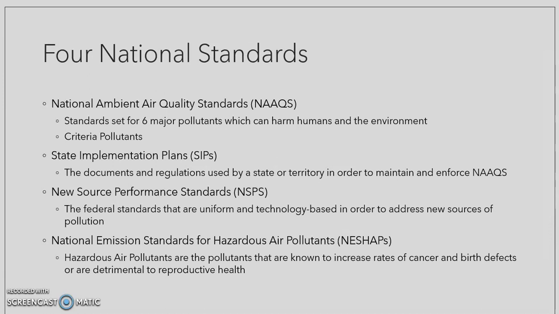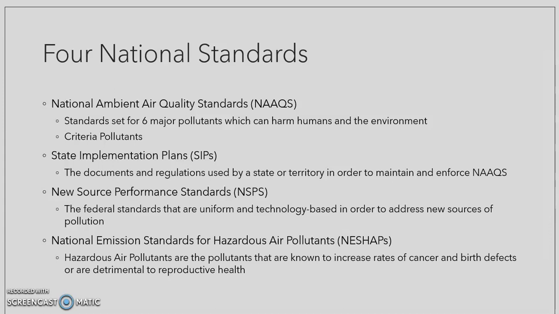So there were 4 national standards under the Clean Air Act: the National Ambient Air Quality Standards, the State Implementation Plans, and these are the documents and regulations that are used by states and territories to maintain air quality standards. It's a standardized system so that everyone is able to maintain the same qualities. The New Source Performance Standards are federal standards that are uniform and technology-based in order to address new sources of pollution, which means that as new sources of pollution occur in the future, we are able to update technology and change how things are done in order to address those problems.